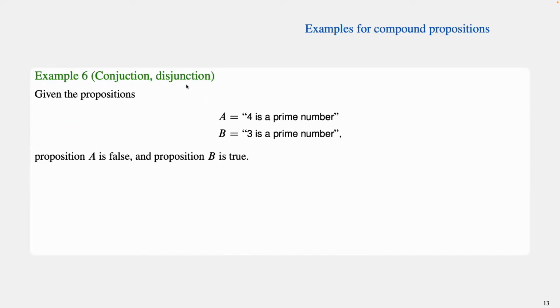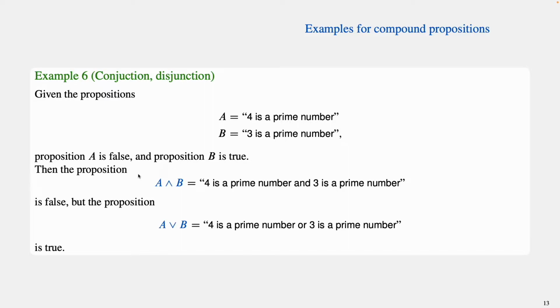Next, we look at the conjunction and disjunction, so the and the or. And I'm given two propositions here. A equals 4 is a prime number, same we had before, and B, 3 is a prime number. Now again, the first one is a false proposition and the second one is a true proposition.